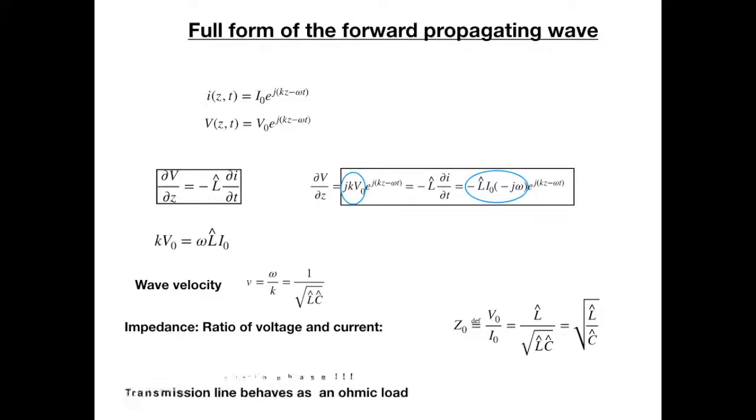Note that the voltage and current are in phase, because we have an imaginary j factor on both sides, which means that they have the same phase. This means that the transmission line does not behave like a capacitor or inductor. It behaves like a resistor. You can extract power out of the source, and the transmission line behaves as an ohmic load as seen by the source.